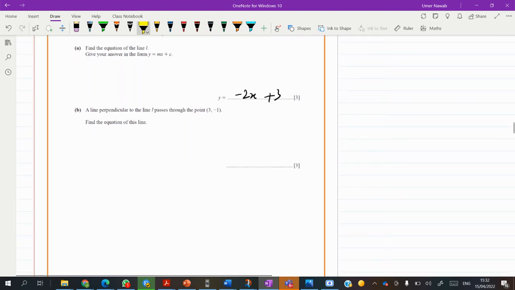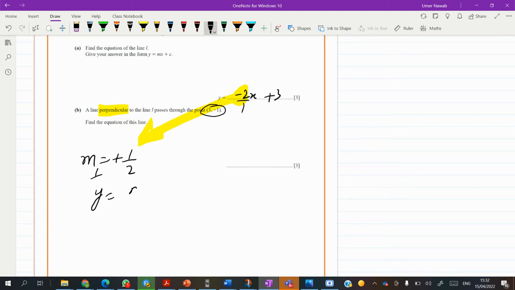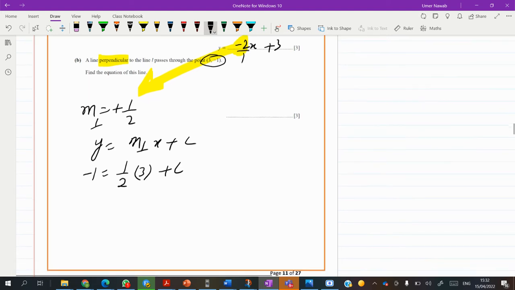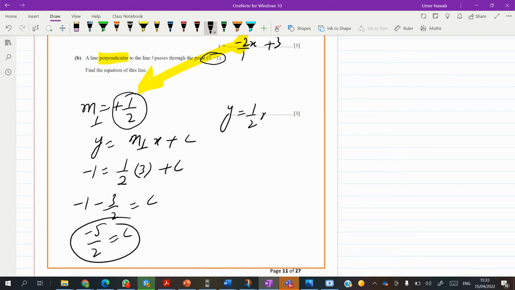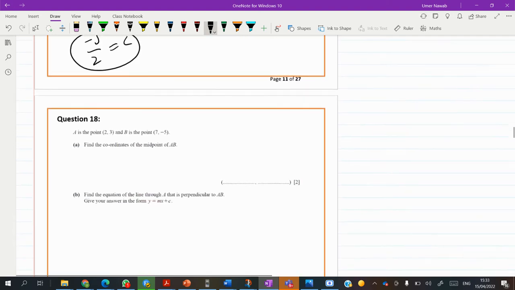We want to write the equation of a perpendicular line. So if the gradient was minus 2, my friends, you change the sign, and it was 2 over 1, you write 1 over 2. And it is passing through 3, minus 1. Y is equal to mx plus c: y is minus 1, gradient 1 over 2, x is 3, plus c. Send the 3 over 2 to the other side. Minus 1 minus 3 over 2 is equal to c. It gives you minus 5 over 2. Write the equation here: y equals 1 over 2x minus 5 over 2.